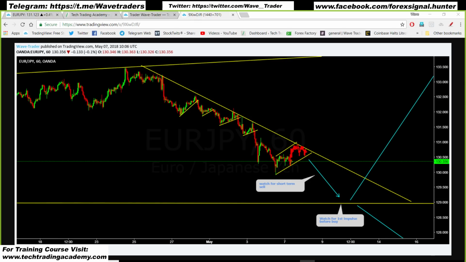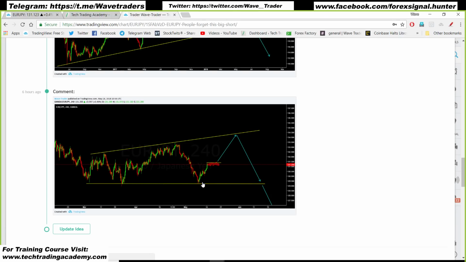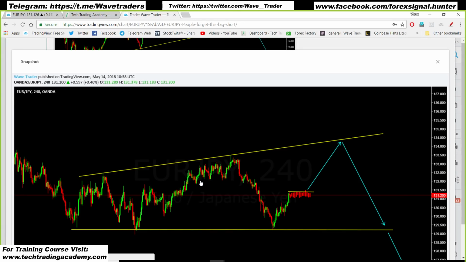So we were watching for the first impulse. We got the first impulse, and price just reversed so aggressively. So that is the next step. The next step is correction, and that is your trade. Once price completes that pattern, or hits that top, simply go for short.